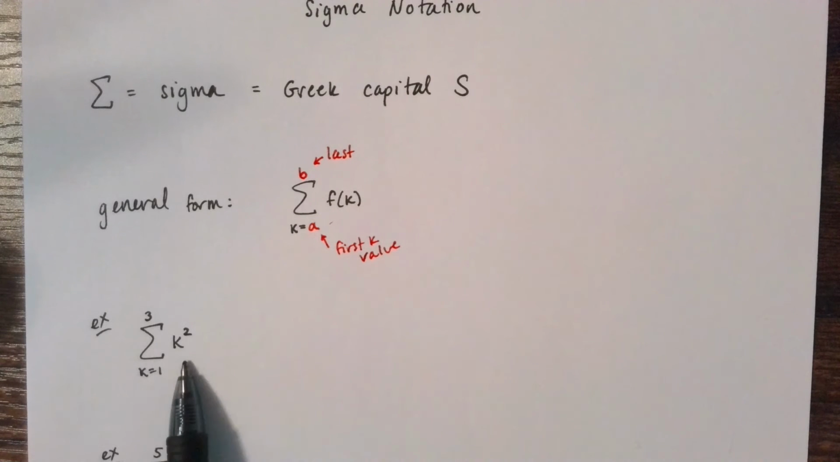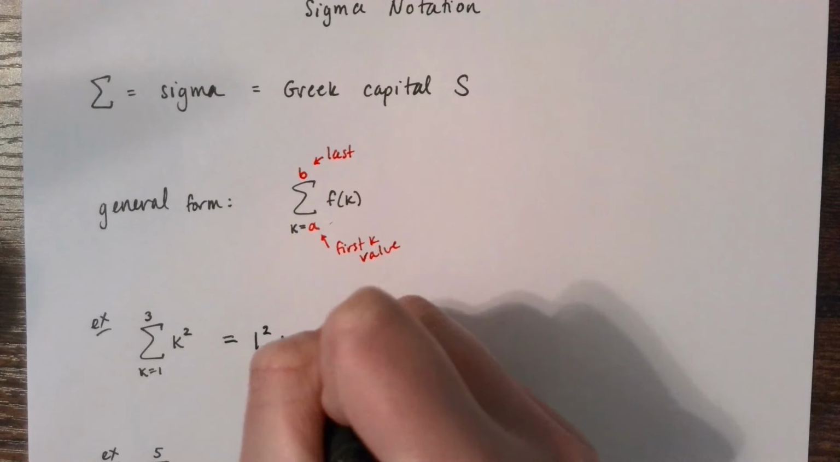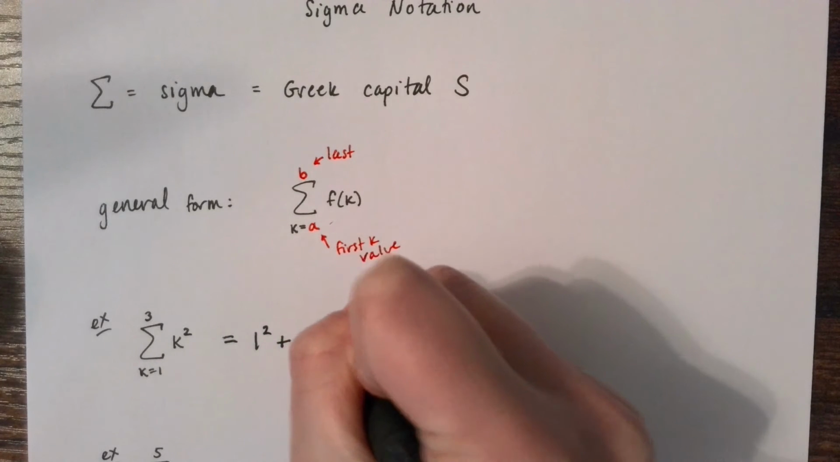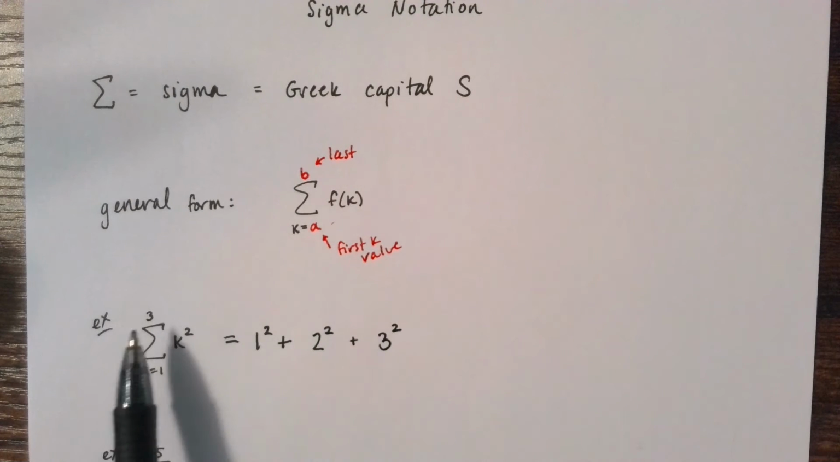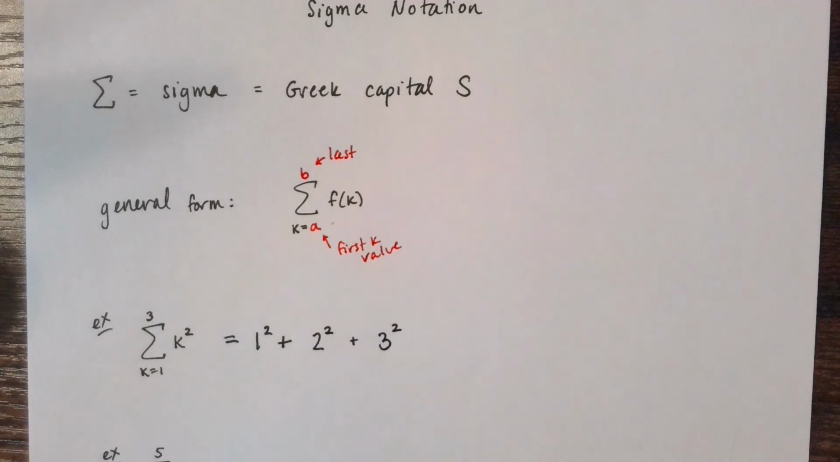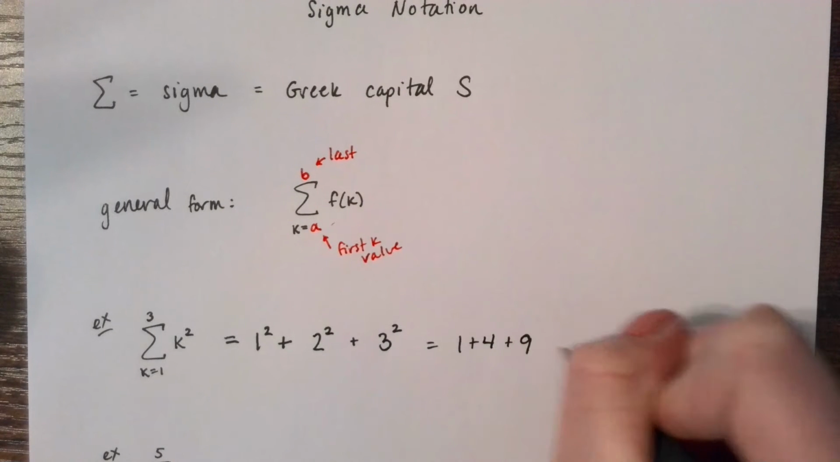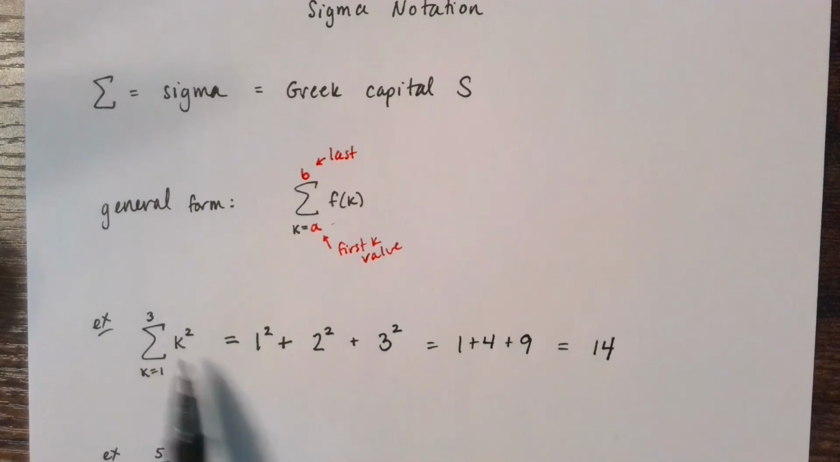If k equals 1, we'd have 1 squared, and then we add. The next k value is 2, so we get 2 squared. The next one is 3 squared, and then I'm going to stop there because 3 is the max value. So 1 plus 4 plus 9, that's something I can actually just compute. 1 plus 4 plus 9 is 14, so this sum is equal to the number 14.